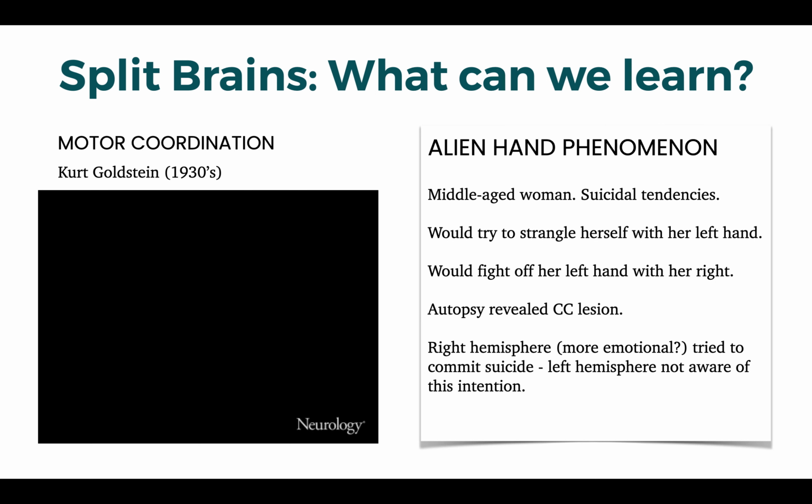We do know that the right hemisphere can be slightly more emotional. Maybe she was trying to commit suicide with her suicidal tendencies, right? And the left hemisphere was not aware of this particular intention, right? So she has a depressed side of her brain and a non-depressed side of her brain. So let's look at, if I can get it to work, an actual demonstration of alien hand syndrome.